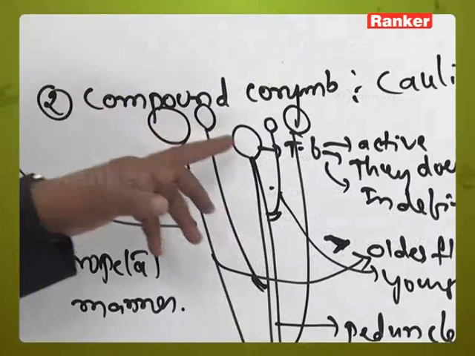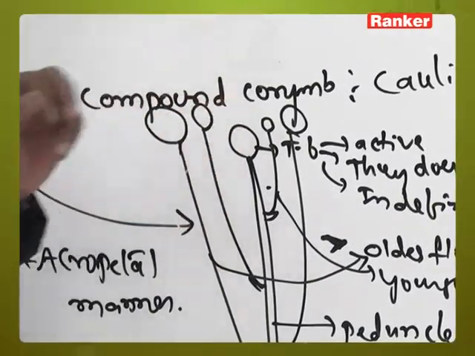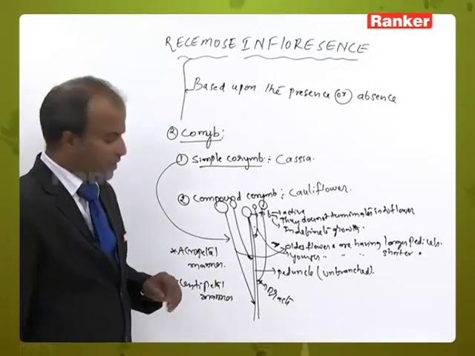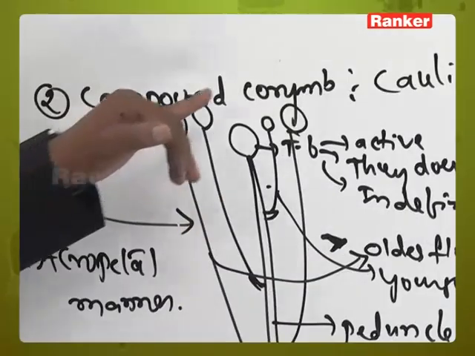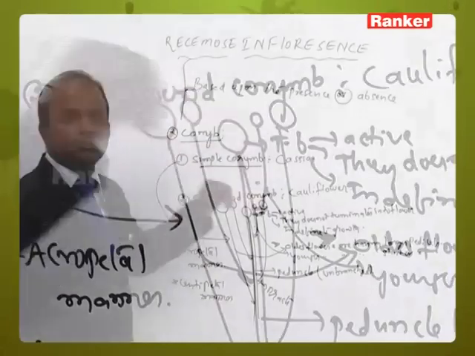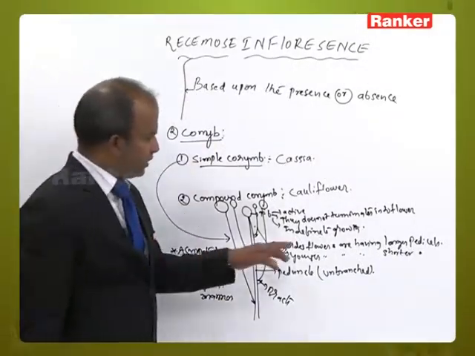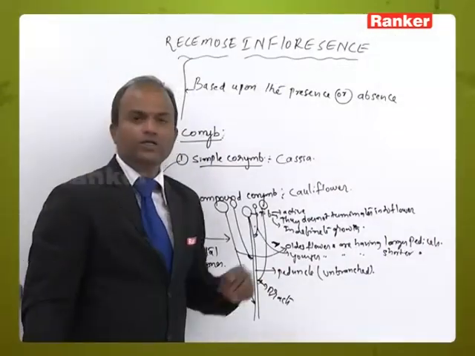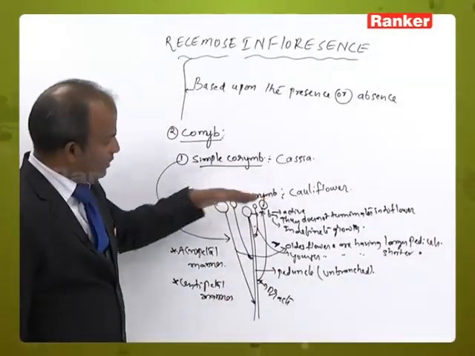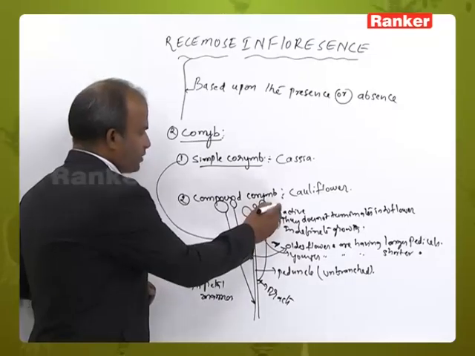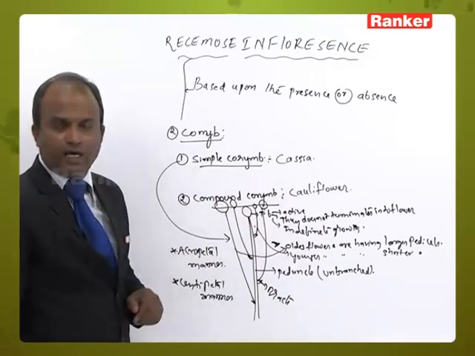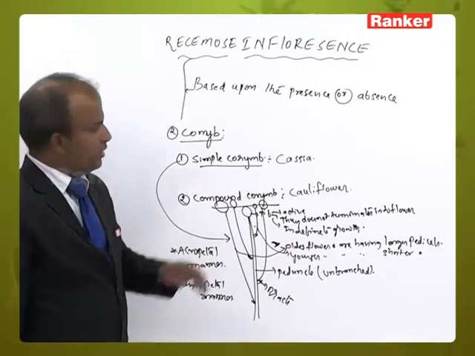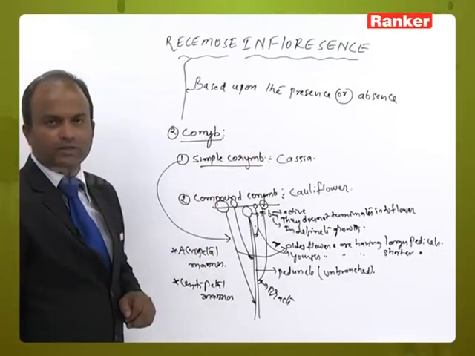Due to which, if we look at this simple corymb, the flowers are arranged in centripetal arrangement. Why? Because older flowers are present towards the periphery and younger flowers towards the center. Here the older flowers have longer pedicels and younger flowers have shorter pedicels, due to which all the flowers are arranged at the same height. So this is about a simple corymb, example known as cassia.